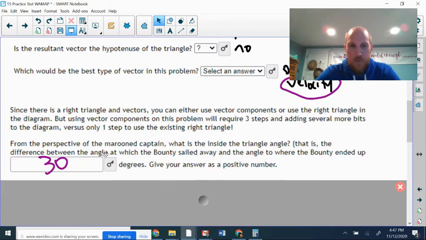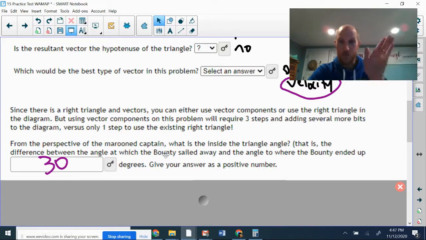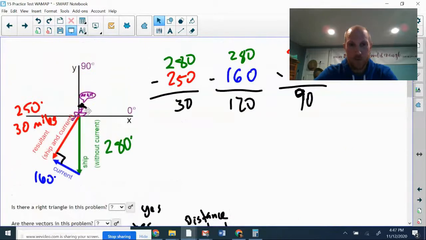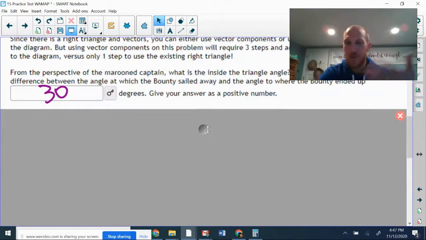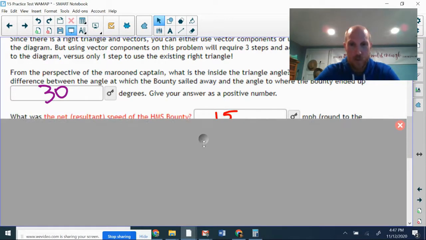From the perspective of the marooned captain in the ship's boat adrift at sea, what is the inside-the-triangle angle? Clarification: inside the triangle angle always means from the perspective of the corner of the triangle at the origin. In this case, it means the difference between the angle that the Bounty sails away at and the angle that it actually moves in. We calculated that already. That was the difference between the green and the red vectors, so that was 30 degrees. If you subtract it the other way around, you get negative 30, but we're going to enter our answer as a positive number, so it's positive 30 no matter which way you subtract.